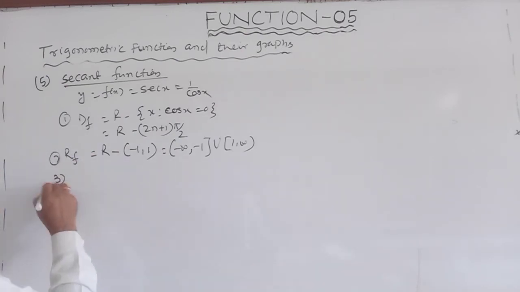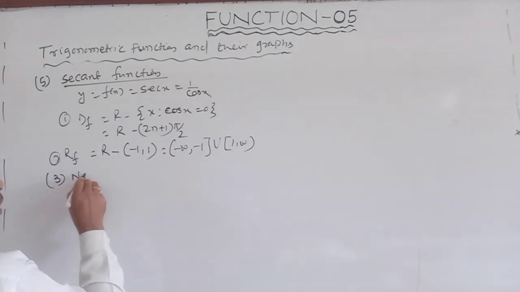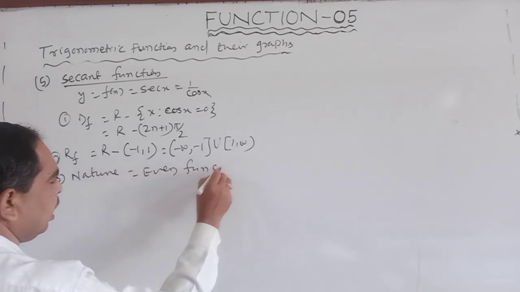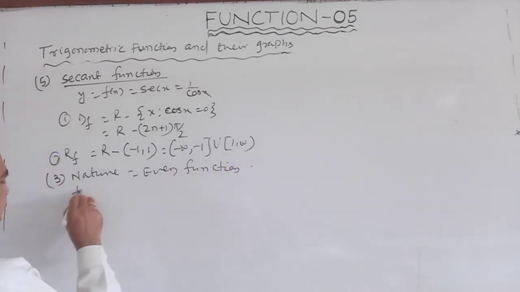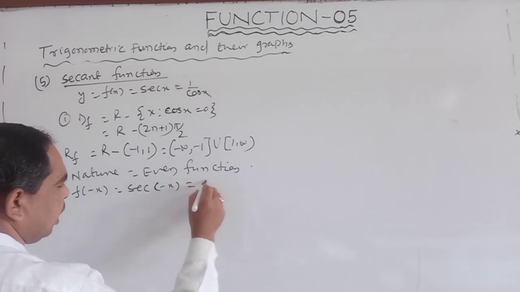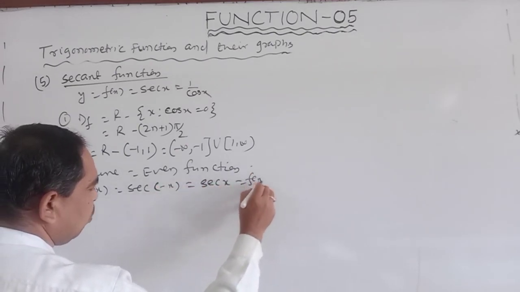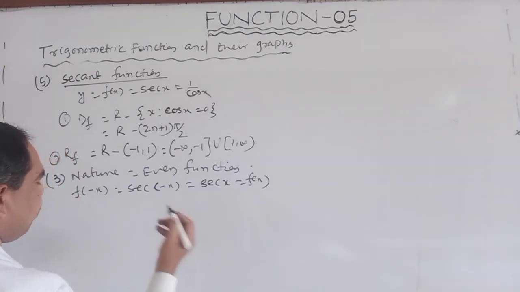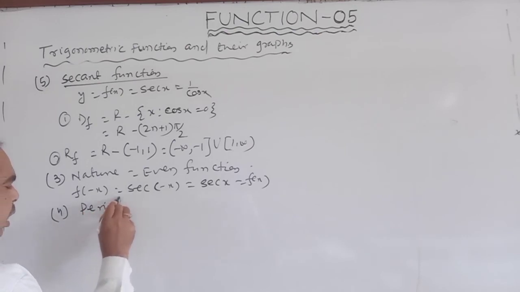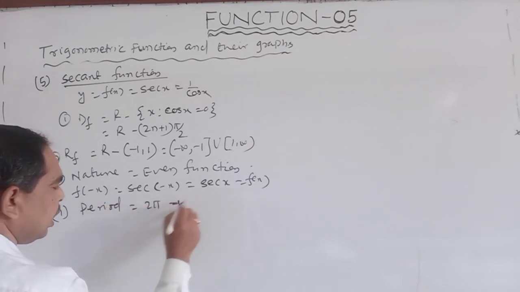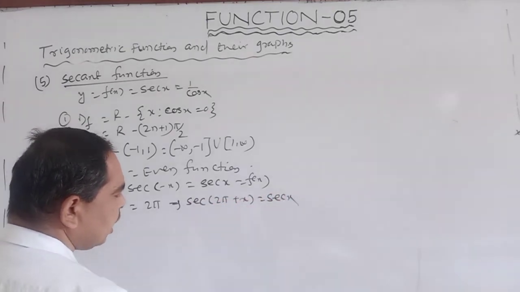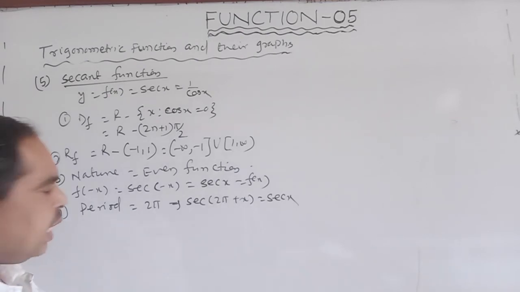Next, third, the nature: it is an even function, that is f of minus x is equal to sec of minus x. So sec of minus theta is plus sec theta. So sec of minus x is equal to f of x. In the fourth quadrant sec is positive, okay. Fourth, the period is 2 pi. That implies sec of 2 pi plus x is equal to sec x. Sec of 2 pi plus theta is equal to sec theta. Okay.